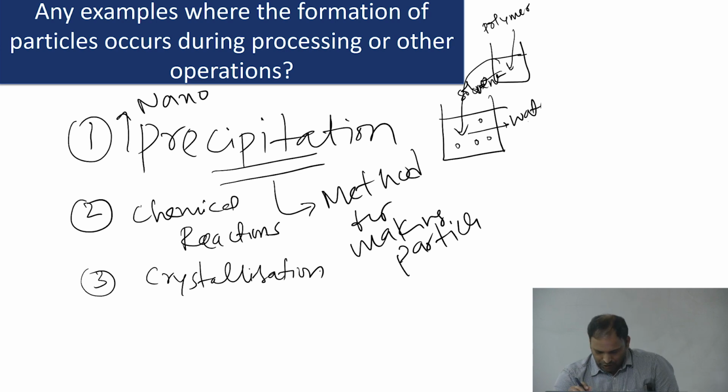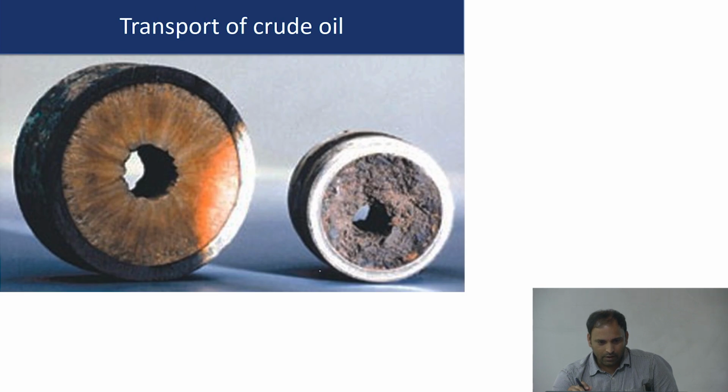Now I'm going to tell you an example where particle formation occurs during flowing of a fluid. I'm going to take a case of transportation of crude oil. What can you say from the images that you see? That's actually a cross section of a pipe. So in this pipe there was crude oil flowing, and at some point they cut the pipe and took a picture. What can you say from this image?